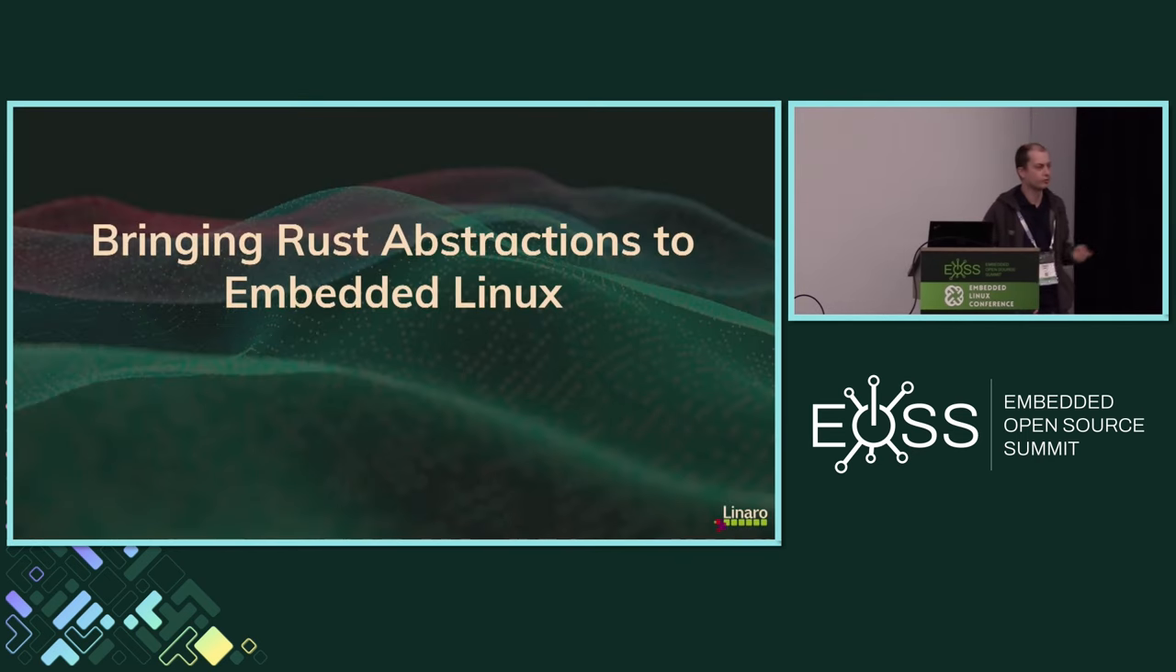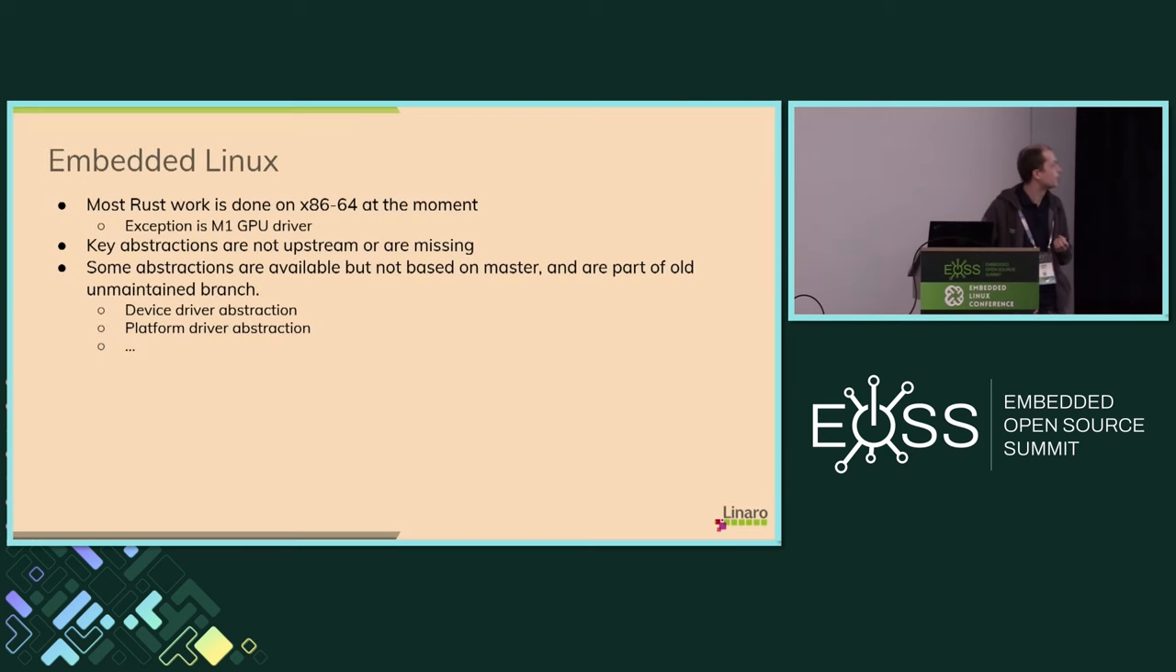For me, none of this interests me. I'm an embedded Linux developer, so I want to bring Rust to Linux. Right now, most of the work is done on x86, except the M1 GPU. All the key abstractions for clock, pin controller, whatever, are missing, so basically you cannot do anything. There are a few abstractions available, but they're in an unmaintained and non-working state in other branches, such as the minimum to write device drivers and platform drivers.